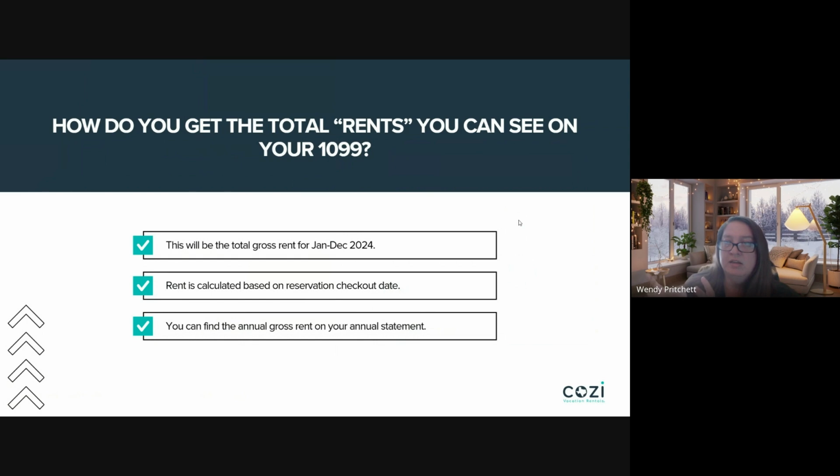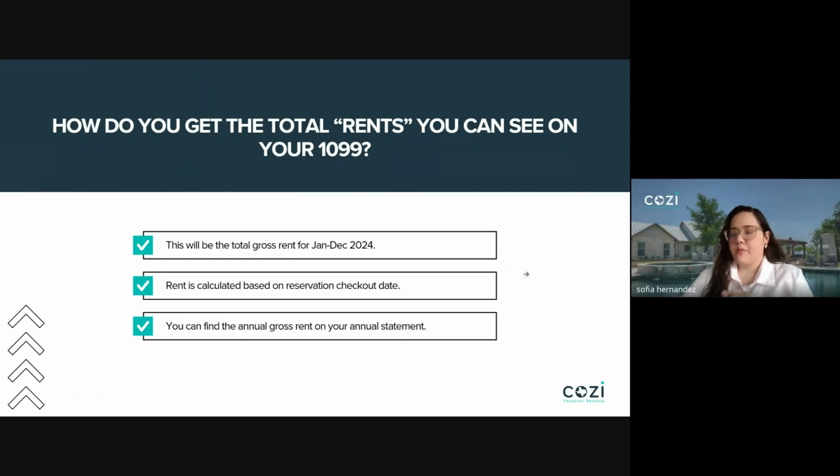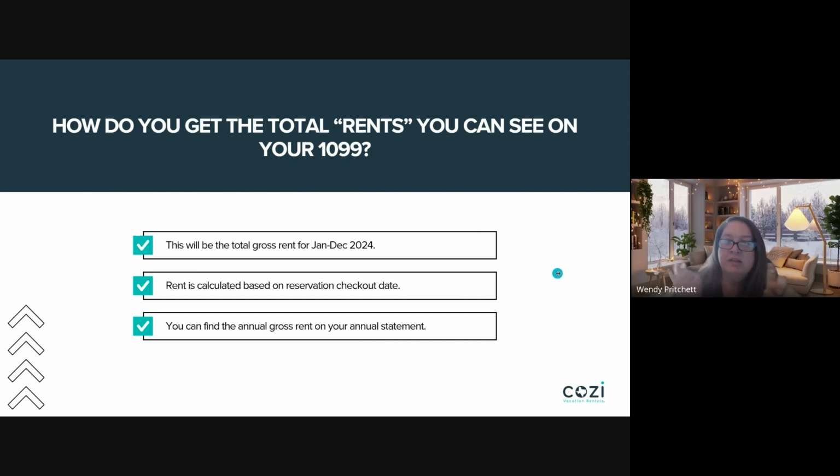Right. Yeah, I believe we have had this question before, so since we are recorded, we want to mention that yes, the rent that is present in the 1099 is the gross rent. It is not the net income that you are receiving from Cozi, but it's the gross rent in total. And then you will have to go to your annual statement and see all your expenses to be able to get to the net income.